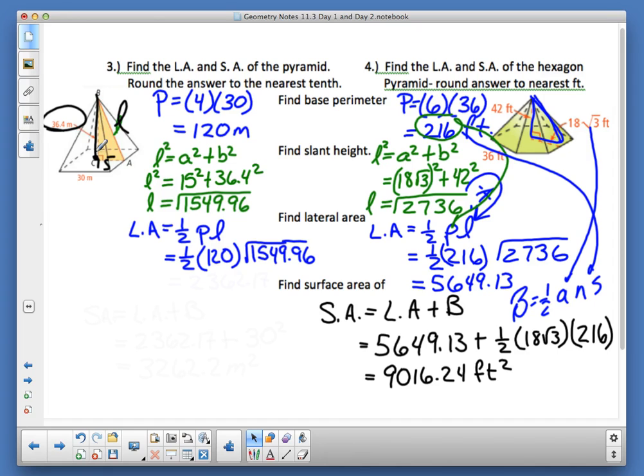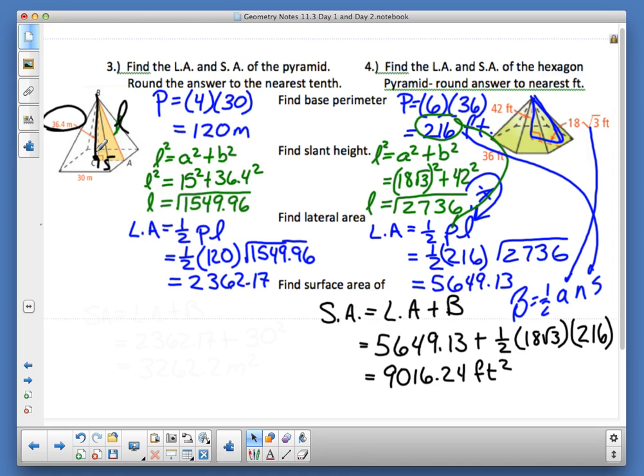Now, once I plug that in my calculator, I should come up with 2,362. Sorry, it took me forever to find the name on this. That's stuff for baseball. Okay. All right, so here's the thing. I've got LA. I found that from perimeter and slant height.